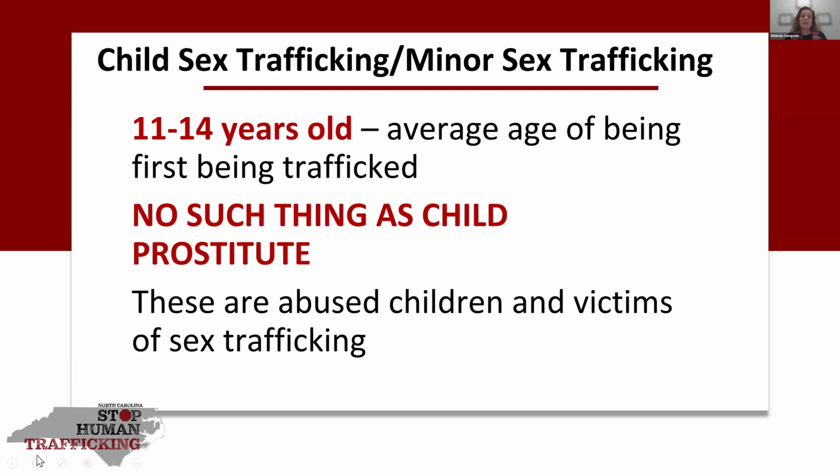The average age of someone first being sex trafficked is between 11 and 14 years old. So there is no such thing as a child prostitute. These are abused children and victims of sex trafficking.